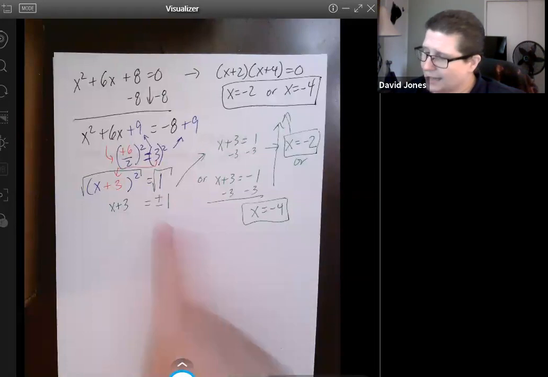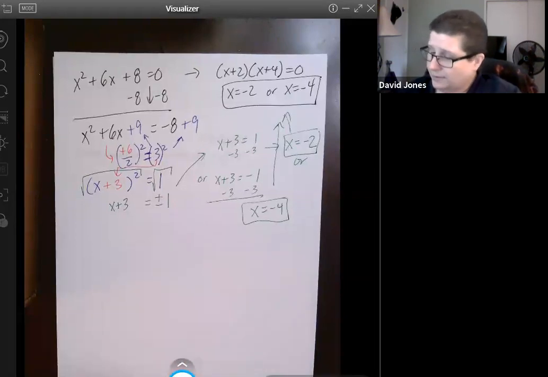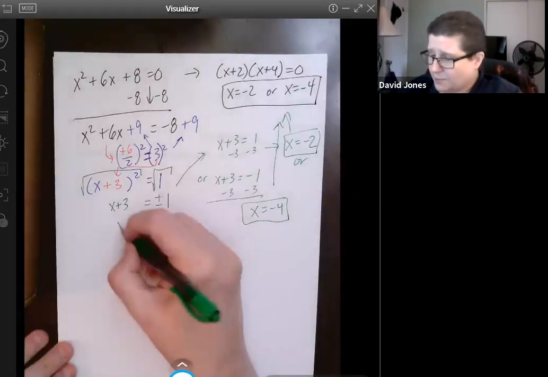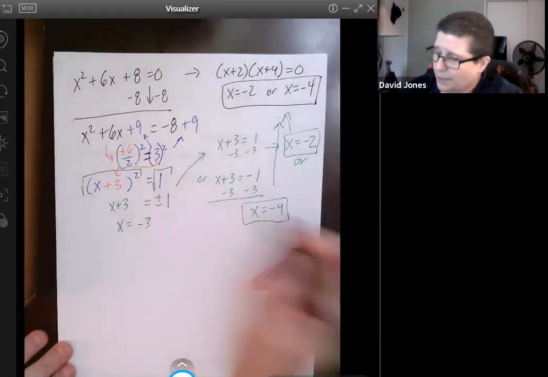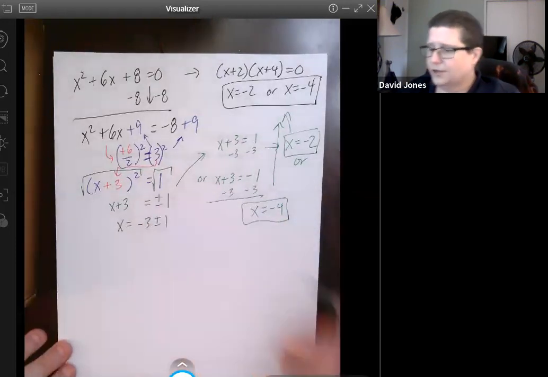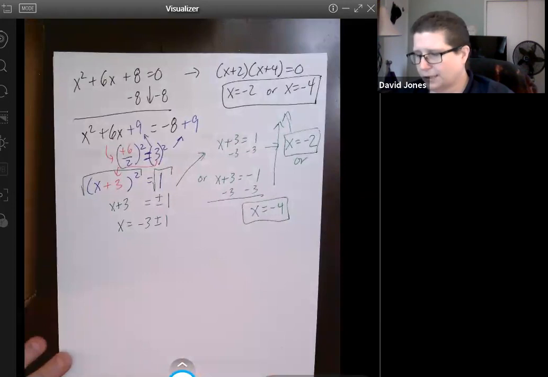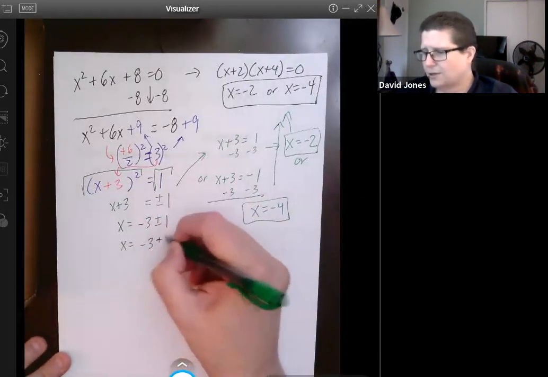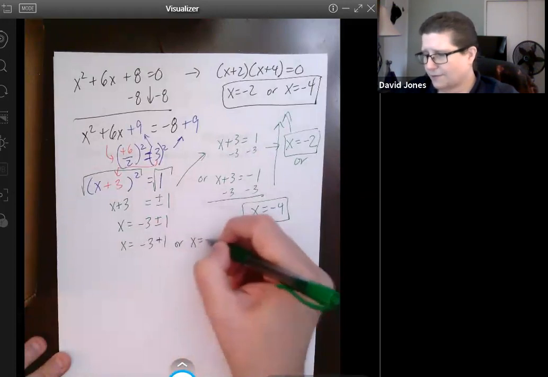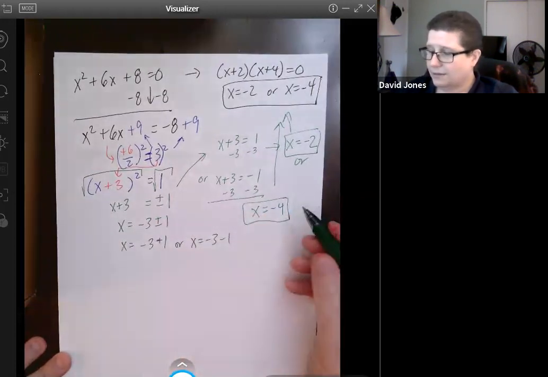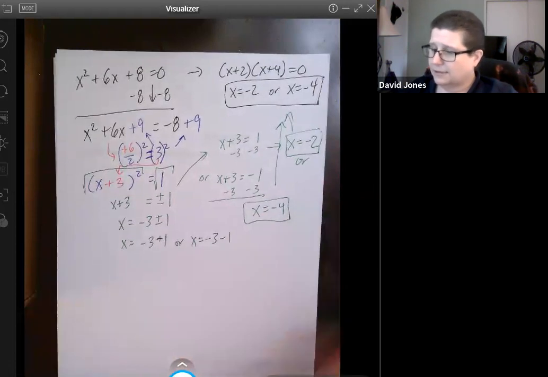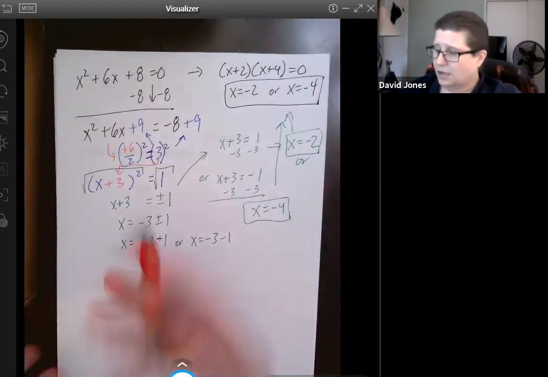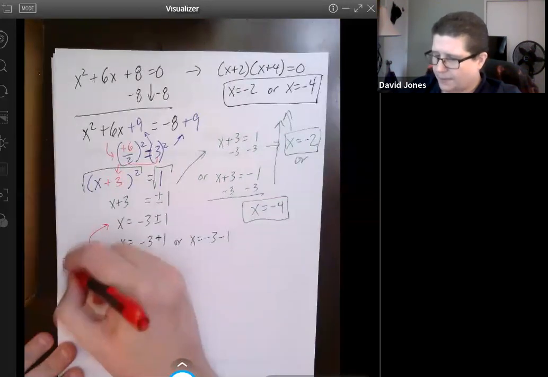You do not leave it. If I had subtracted the 3, I get x equals -3 plus or minus 1. You don't leave it like that. Split it up. x equals -3 plus 1, or x equals -3 minus 1. Okay? Don't stop there.